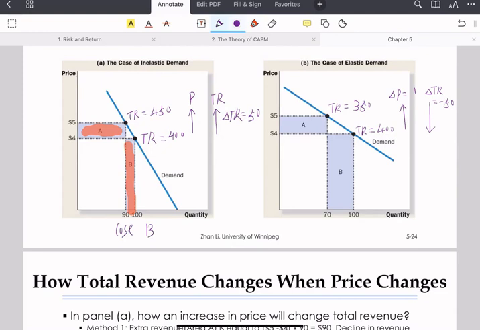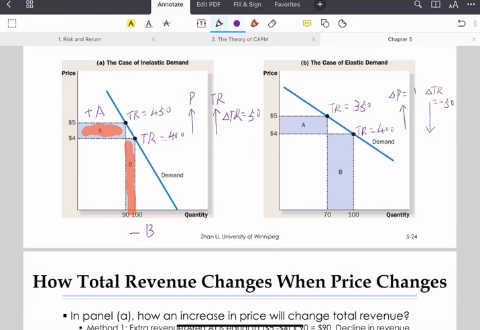However, as we lose B, we will actually have A here, right? So we will actually, okay, let me use minus sign and the plus sign. So we will lose B, but we will have A, right? But you can see here, the area of A is actually larger than B.